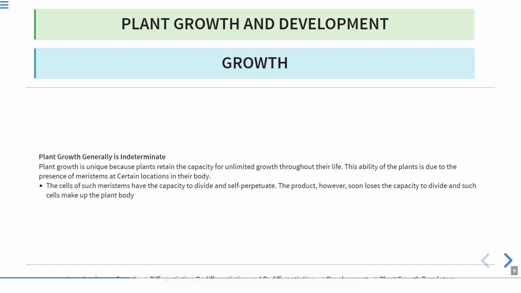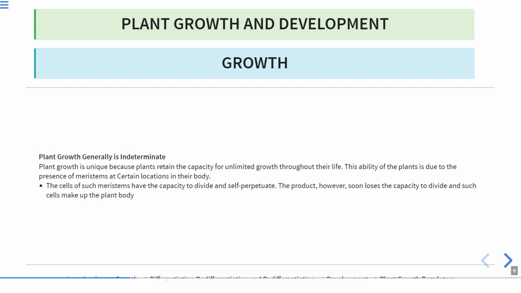You see that the plant sheds its leaves, but when a season that favors the growth of the plant comes, new leaves emerge. So this ability of the plant is due to the presence of meristematic tissue at certain locations in the body. Meristematic tissue is present at the apex of the plant, that is, the shoot tip and root tip. Always there is growth there.